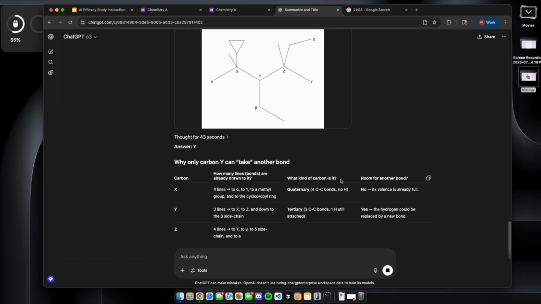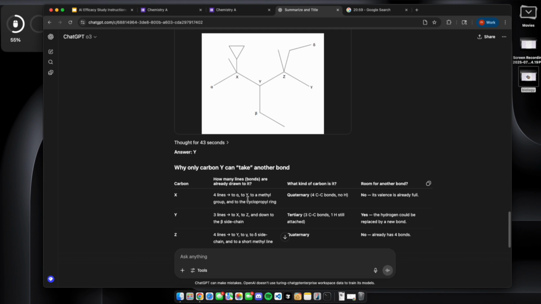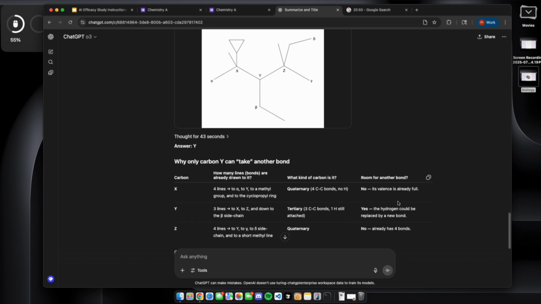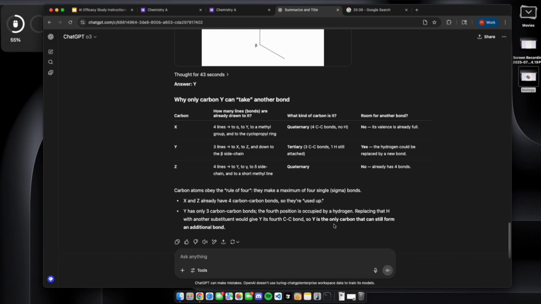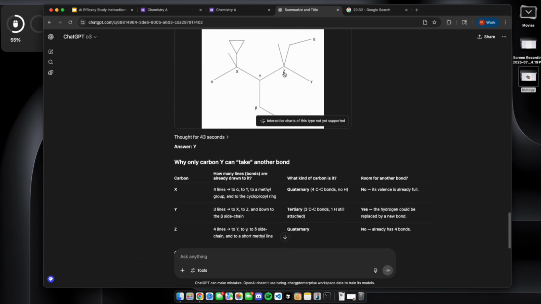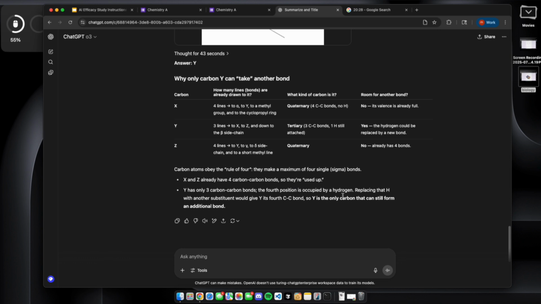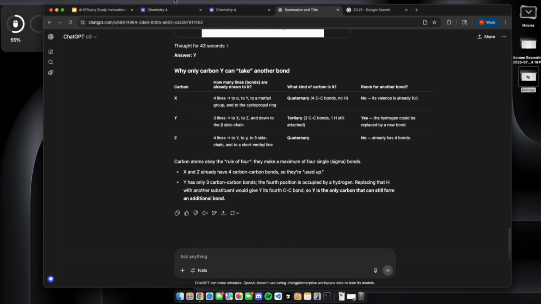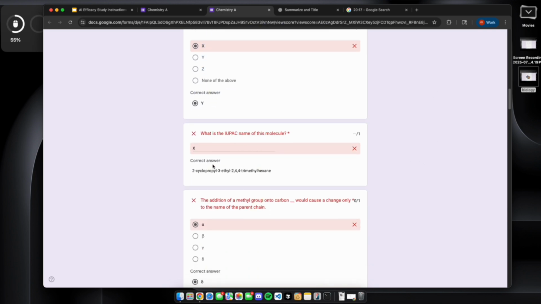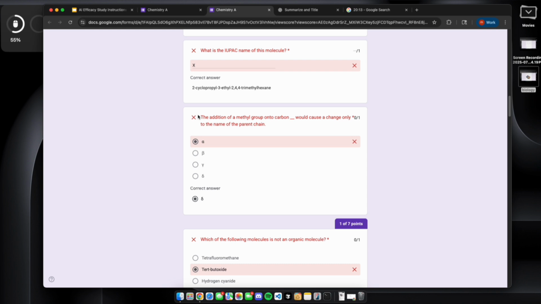Why only carbon Y can take another bond? X has 4 lines, Z, Y, do not know the group. Y has 3. 4 is an H with another association would give Y. Okay, let's see. The addition of a methyl group onto carbon blank would cause change only to the parent chain.